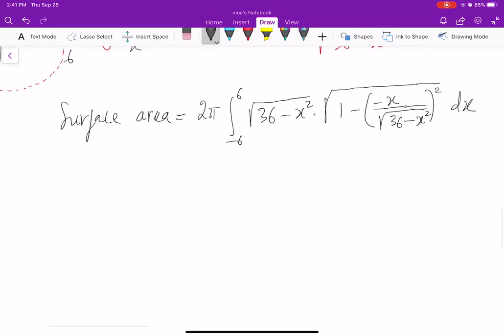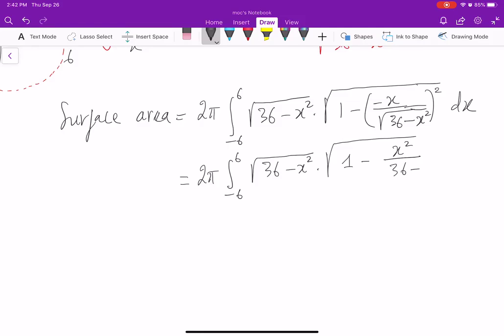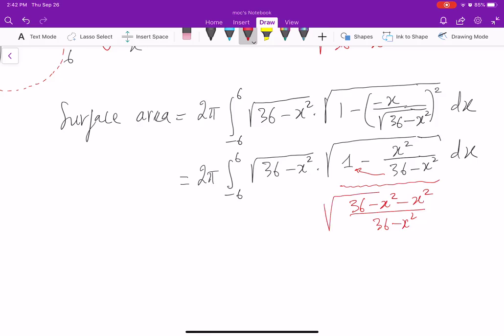Let's simplify this integral. That is 2 pi from -6 to 6. In here I have the square root of 36 minus x squared. Inside the square root I have 1 minus x squared over 36 minus x squared, dx. Now inside the square root, I can simplify more. I will cross multiply. So I have 36 minus x squared in here, minus x squared in here, and then divide by 36 minus x squared. That's what happened inside the square root.